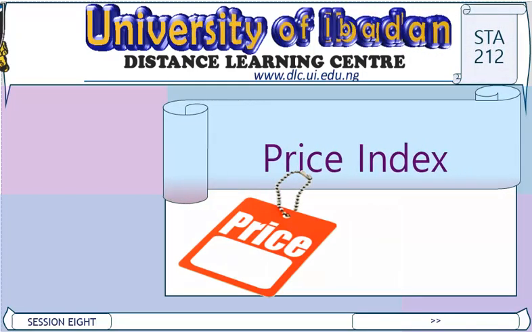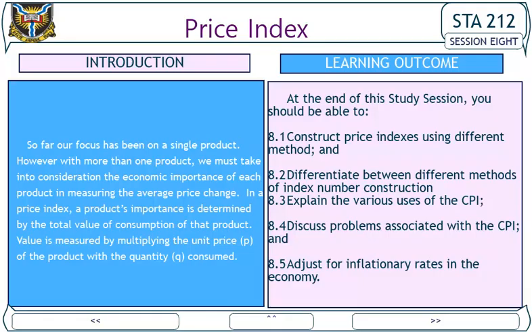Study Section 8, Price Index. Introduction. So far, our focus has been on a single product. However, with more than one product, we must take into consideration the economic importance of each product in measuring the average price change. In a price index, a product's importance is determined by the total value of consumption of that product. Value is measured by multiplying the unit price P of the product with the quantity Q consumed.